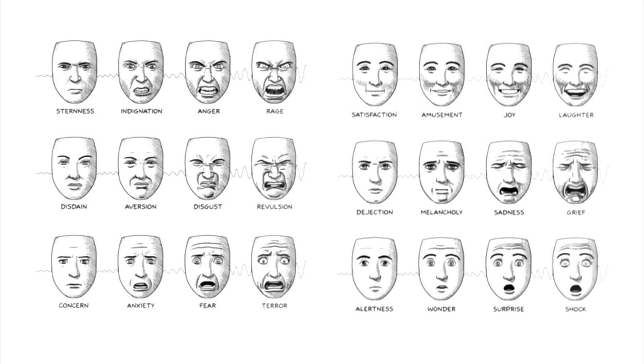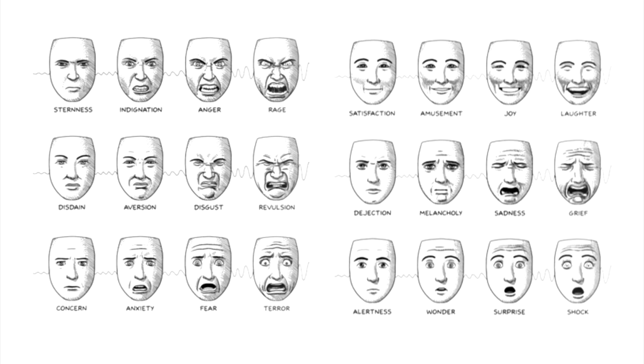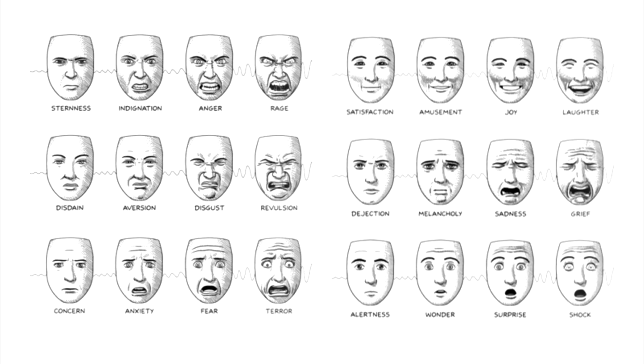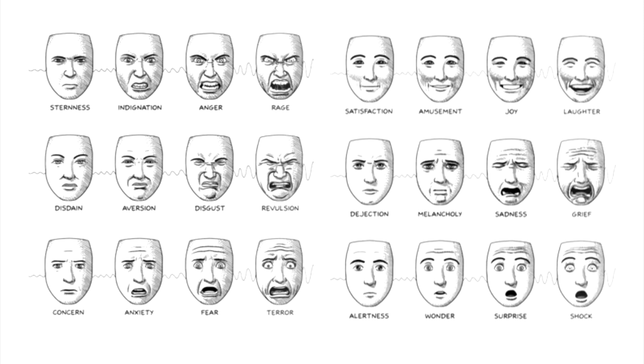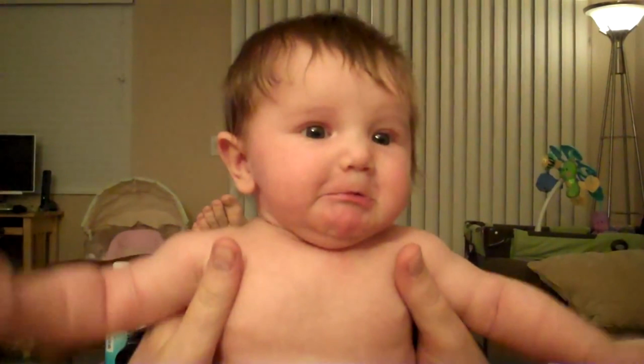Take, for example, the relationship between facial expression and mood. It is well established that smiles and frowns aren't just external indicators of mental states. These facial expressions also play a direct role in the induction of feeling. In other words, smiling makes you happy while frowning makes you sad.